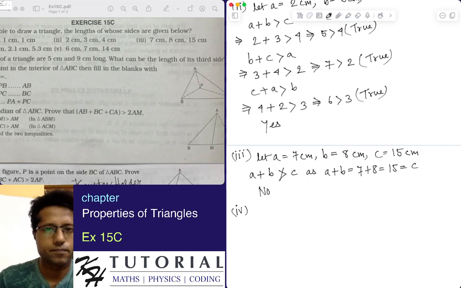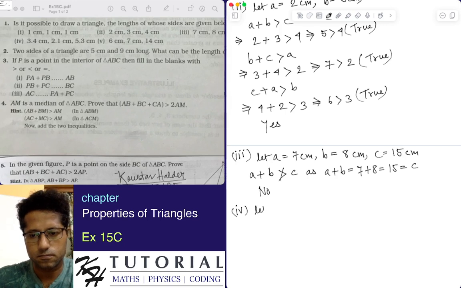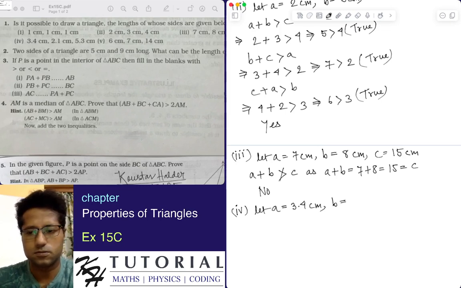Part 4. The lengths are, let A equals 3.4 centimeter, B equals 2.1 centimeter, and C is equal to 5.3 centimeter.